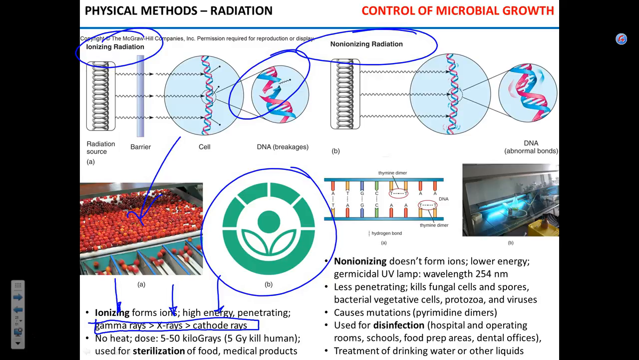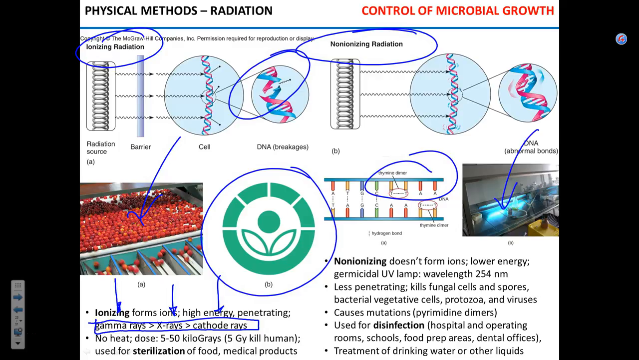Non-ionizing radiation, you're going to see much more frequently. It's UV light, which is much less penetrating, and it causes thymine dimers in the DNA. So it changes the structure of the DNA. It's not sterilizing, it is disinfecting. It doesn't kill endospores, but kills vegetative bacteria, fungal spores, and so on. You can see it in dental offices, in hospitals, in food treatment areas.